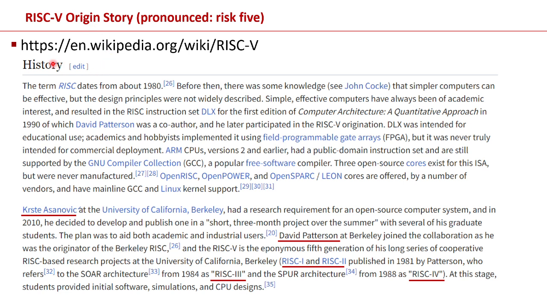And this slide contains some of the contents from Wikipedia, which introduces the history of RISC-V. RISC-V was first designed in 2010 by this professor. And the first versions of RISC-V were RISC-I, RISC-II, RISC-III, and RISC-IV. So currently, we call it RISC-V rather than RISC-IV, RISC-III, RISC-II.